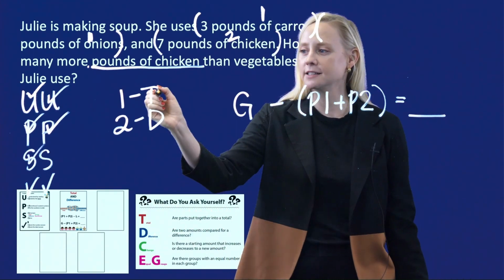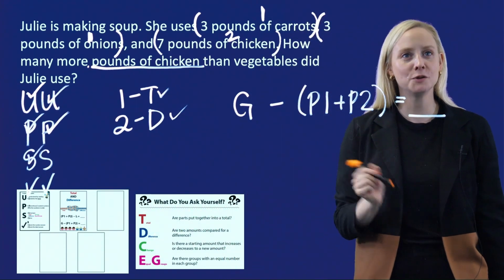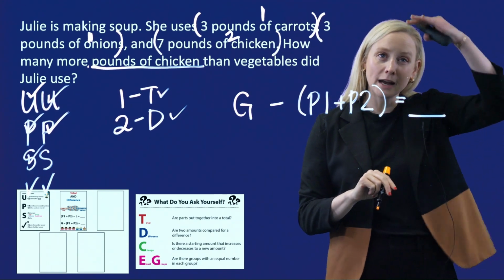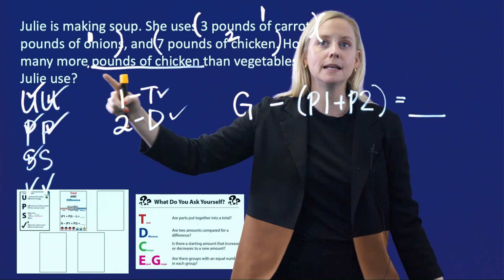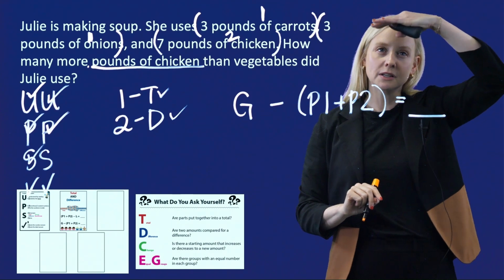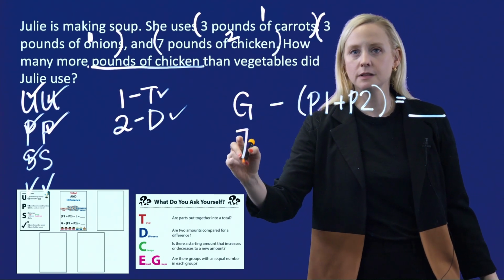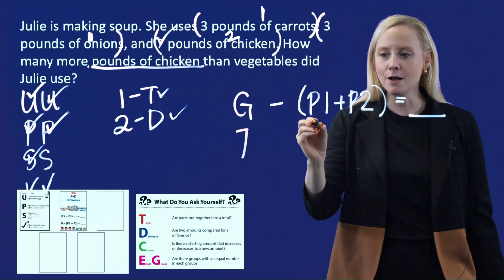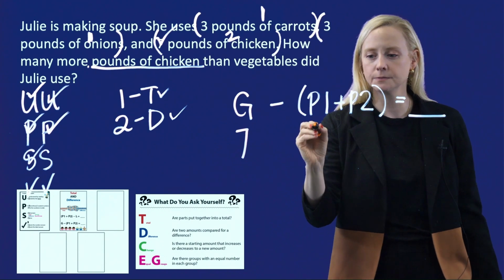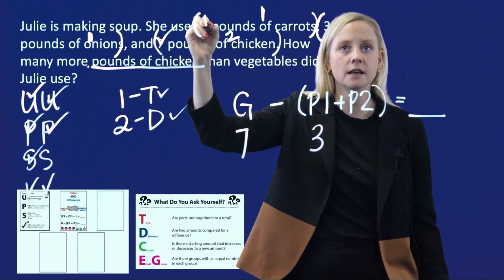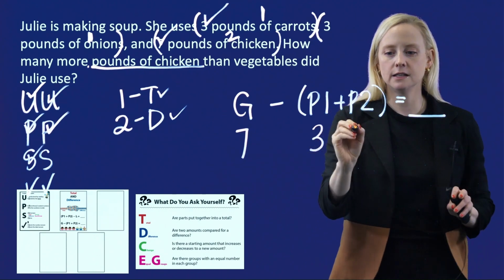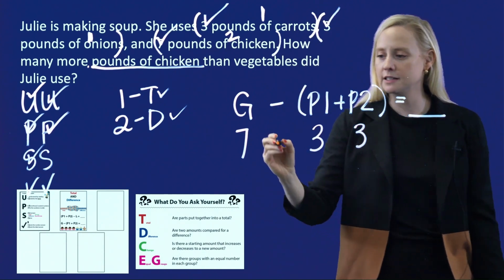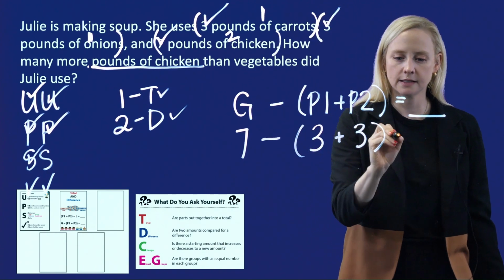Now I can check off my S. If you want to check off your 1T and 2D, you can feel free to do that. Now all I need to do is plug in my numbers. I know that my greater amount is the pounds of chicken. It says how many more pounds of chicken. So I'm dealing with pounds of chicken as the greater amount. So I'm going to put my 7 under the G and check off my number. And now my P1, we said we're combining carrots. There are 3 pounds of carrots. And we're combining those with the pounds of onions. So I can put another 3 under that, check off my number. Now all I need to do is bring down my parentheses and my signs.